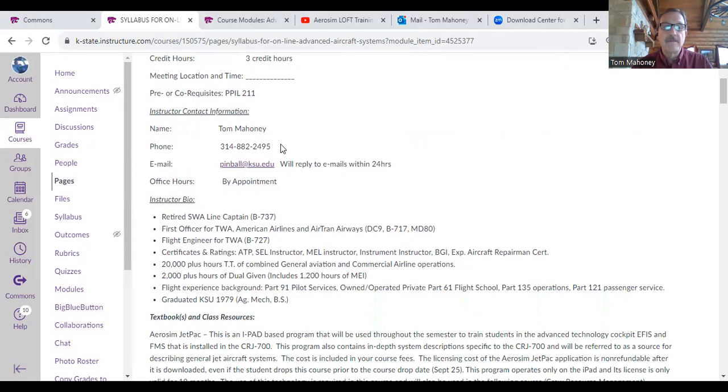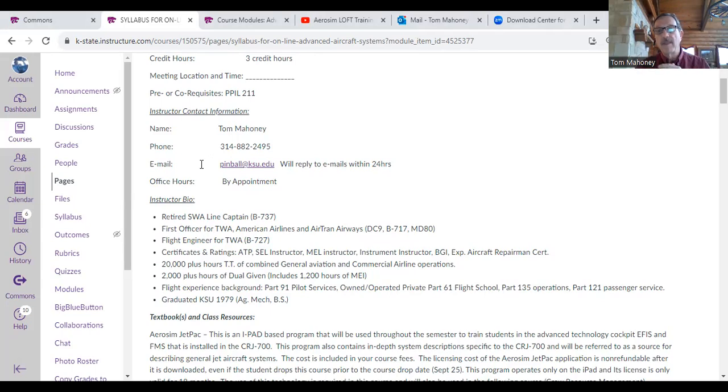Again, my name is Tom Mahoney. I'm your instructor. If you need to get a hold of me for any reason, I do accept phone calls and text messages, and I will try to respond to those immediately. So if you have a need to get a hold of me quickly, the best way to do it is to call my phone number, 314-882-2495. If you want to send me an email, my email is pinball@ksu.edu. I will try to reply within 24 hours.